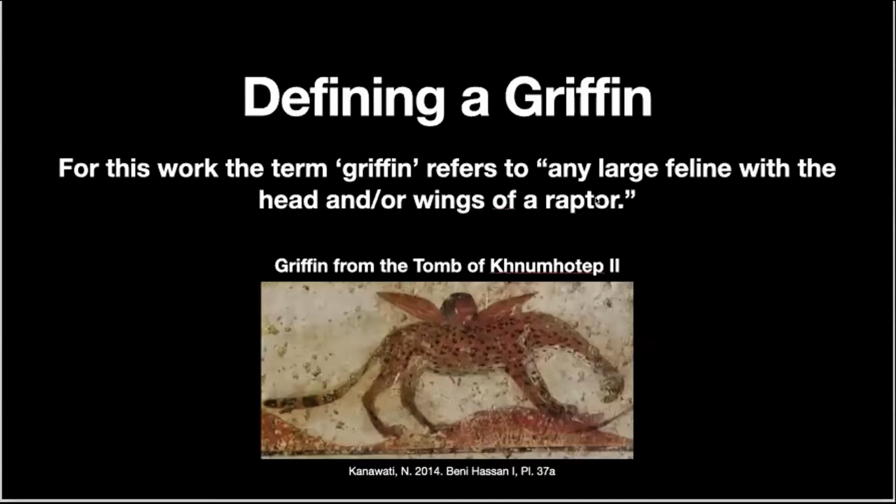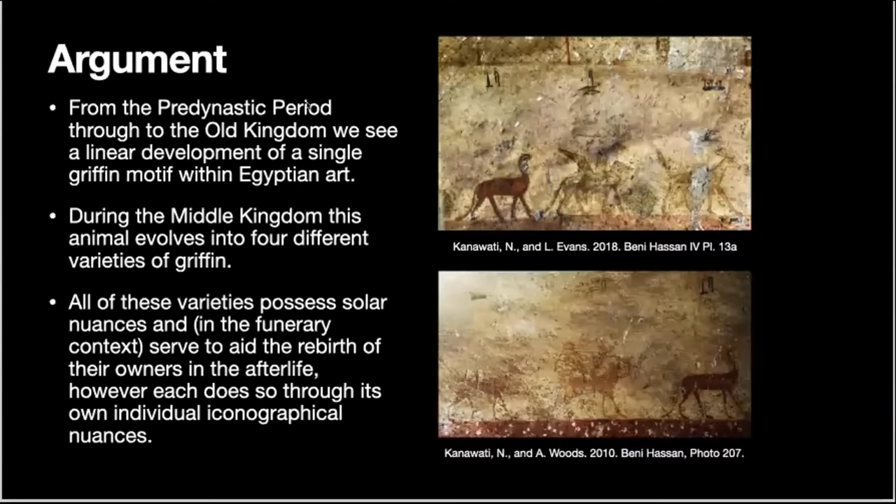So first of all, just a bit of housekeeping. For this work, I'm going to be defining the term griffin as any large feline with the head and/or wings of a raptor. This is a very basic, but tends to be a common definition of this animal in the work that we do in Egyptology. And I'm also going to front this presentation with a general overview of my argument and conclusions before trying to lead you through my reasoning in detail and hopefully end up back here.